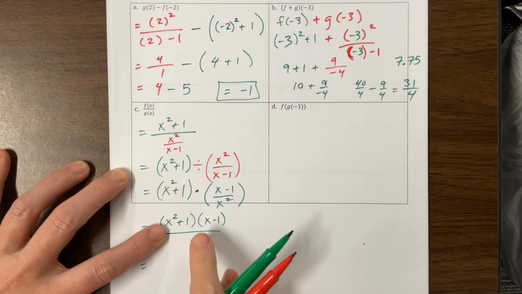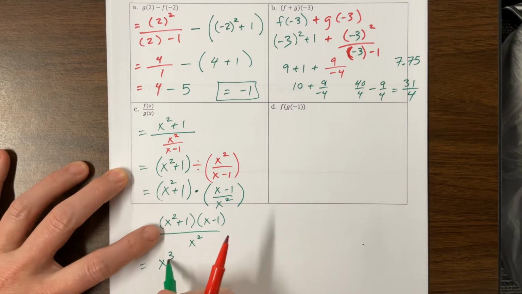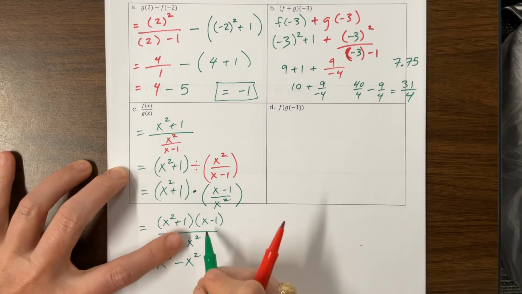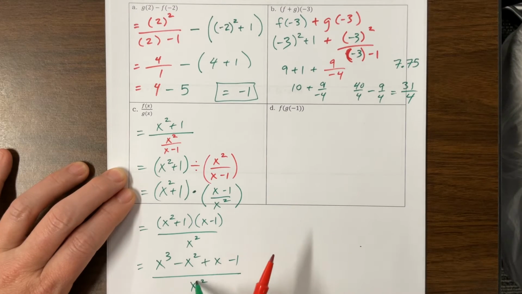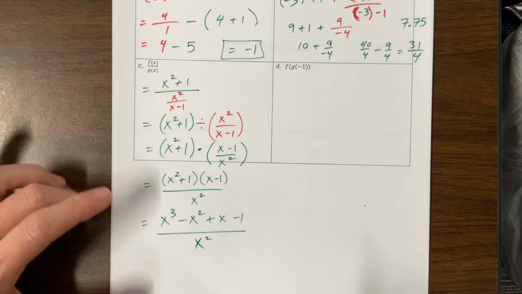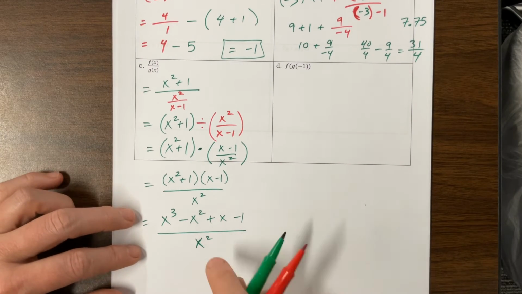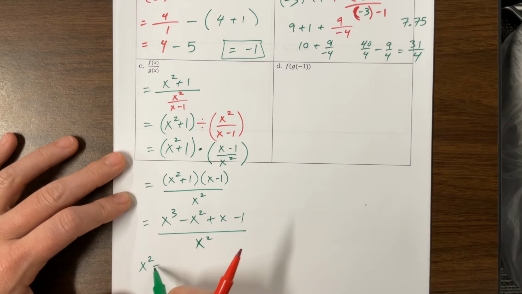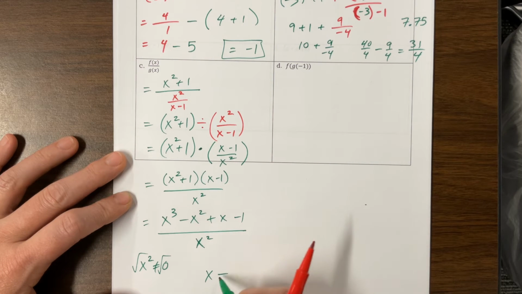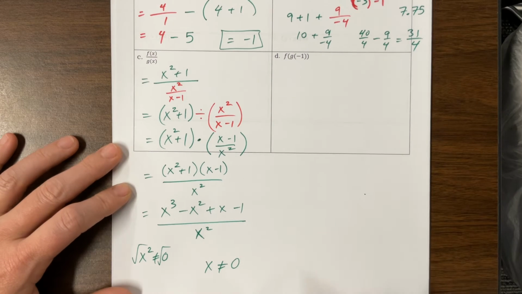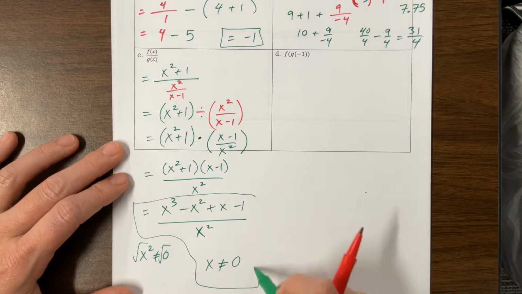So I see x squared times x is x cubed. I see x squared times negative 1 is negative x squared. I see a positive x, and I see a negative 1, and everybody's divided by x squared. Does this have any restrictions? Yes, it does. You are not Chuck Norris. You can't divide by 0. So x squared cannot equal 0. Well, if I take the square root, plus or minus, the square root of 0 is just 0. So x cannot equal 0. So here is our answer with our restriction.